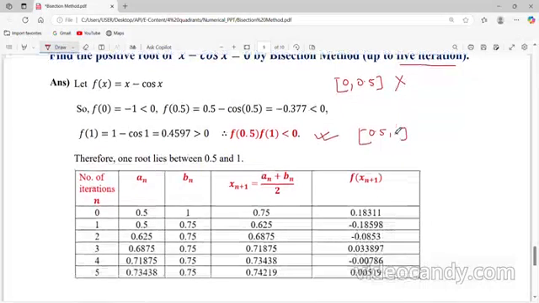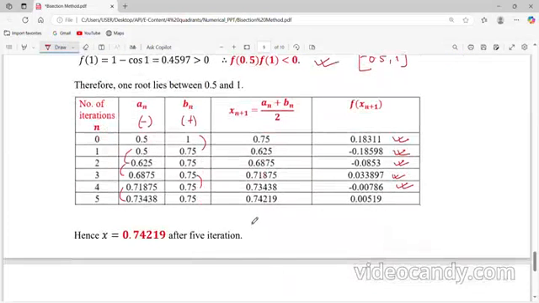Same way we will start, just see the first iteration. For 0.5 we have the minus value, and for 1 we have the positive value. So here a positive value arrived, so the positive value changes. Again here a negative value arrived, so the negative value changes. The negative value arrived, negative value changes. Positive value arrived, positive value changes. Negative value arrived, so the negative value changes. Since it is fixed at 5 iterations, we will stop here and the answer is 0.7219. So after the 5th iteration we have the answer.